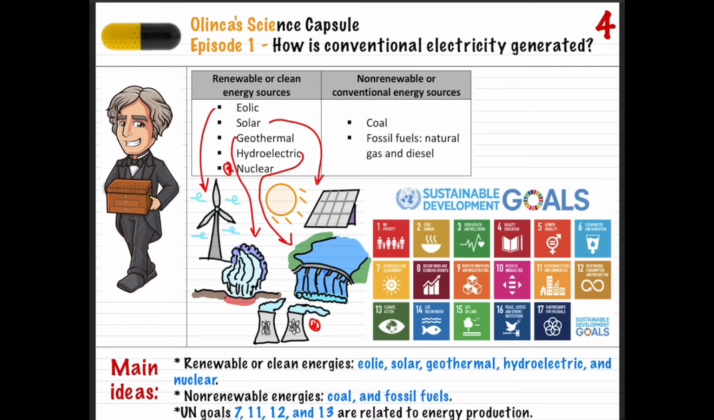But first, a quick reminder. Clean energy production is related to UN Global Goals number 7, which is affordable and clean energy, number 11, which is sustainable cities and communities, number 12, which is responsible consumption and production. And finally, number 13, climate action.